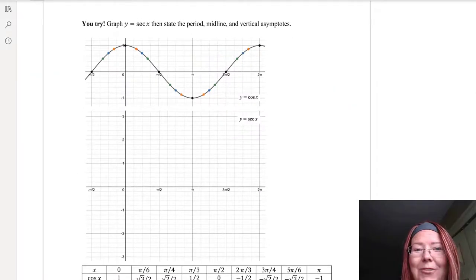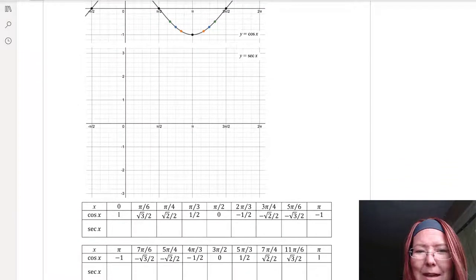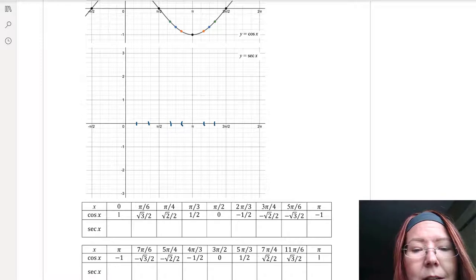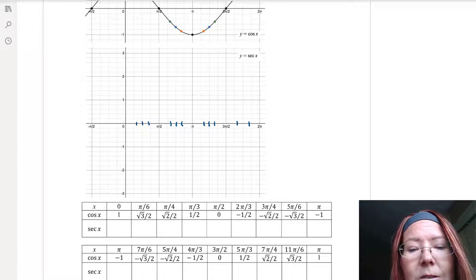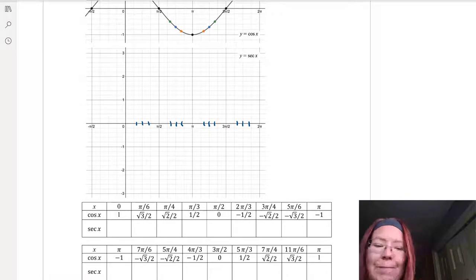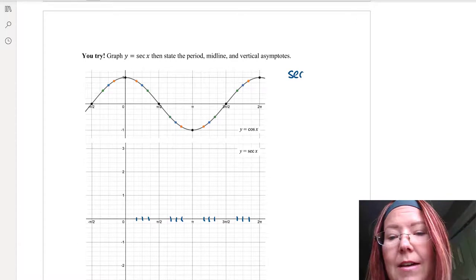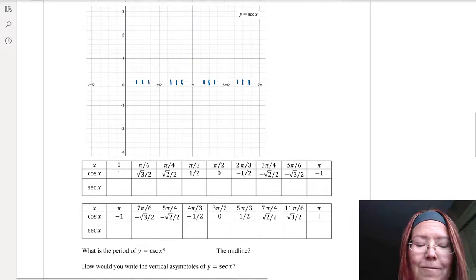Okay, we're back. We're going to graph y equals secant x with the period, midline, and vertical asymptotes. I'm going to start by making the right tick marks on my axis here. So I'm going to break each pi over 2 interval into thirds and then mark my halfway points as well so that I have those three special values to draw on each graph. Okay, so remember that secant x is the same thing as 1 over cosine x. And so I'm going to do 1 over all the values of cosine x.